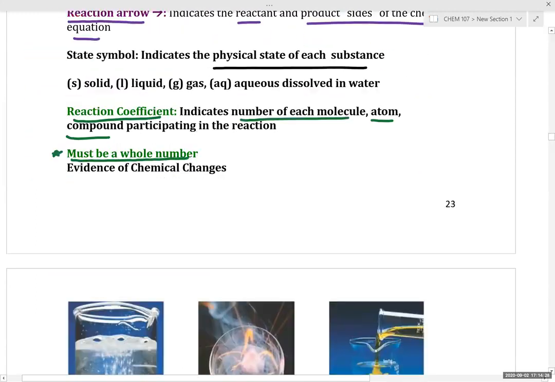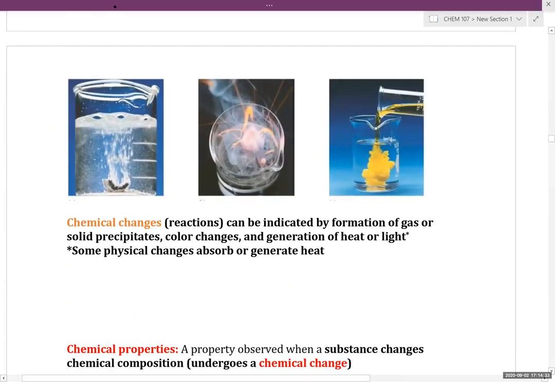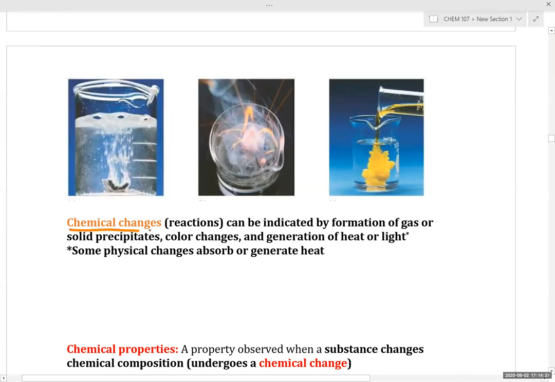Let's look now at some evidence of chemical changes. Chemical changes or reactions can be indicated by the formation of gas, formation of a solid precipitate, color changes, or the generation of heat or light. Here we see three examples of chemical changes where we are clearly generating gas, generating light or heat, or generating a solid.